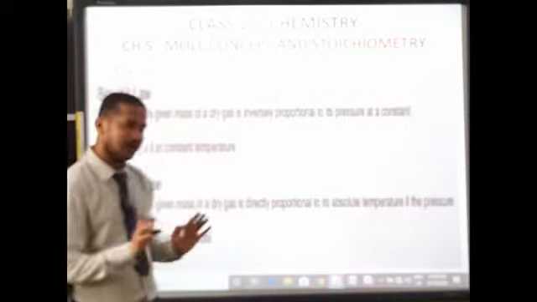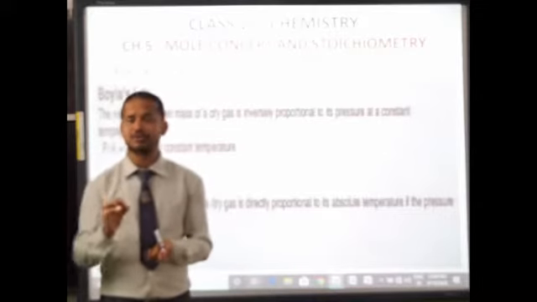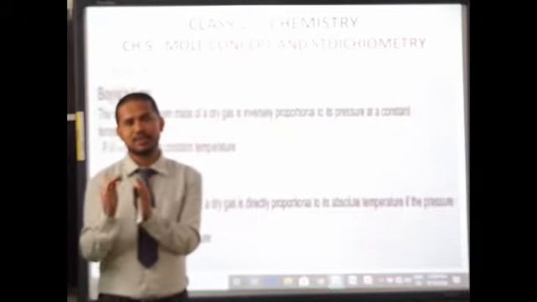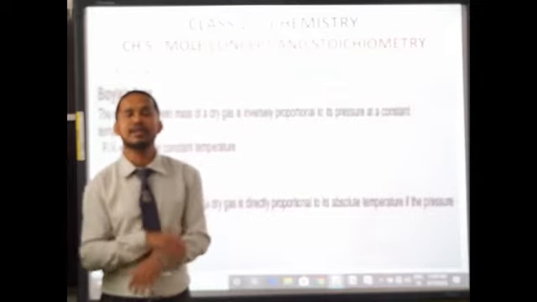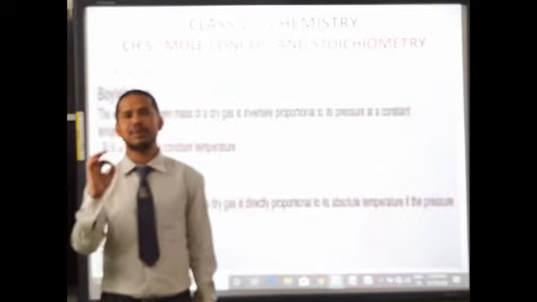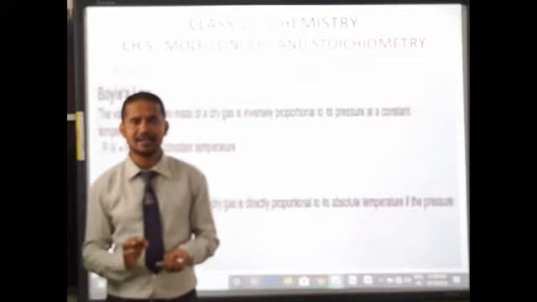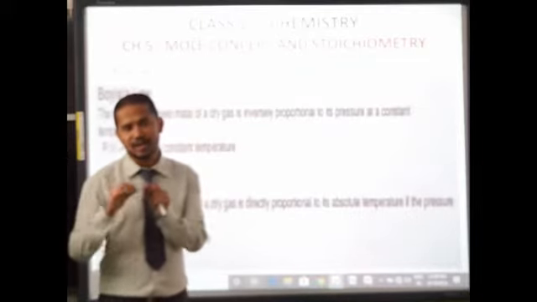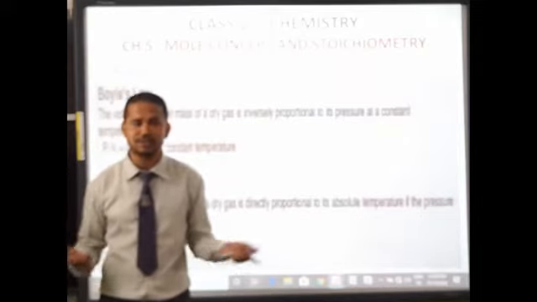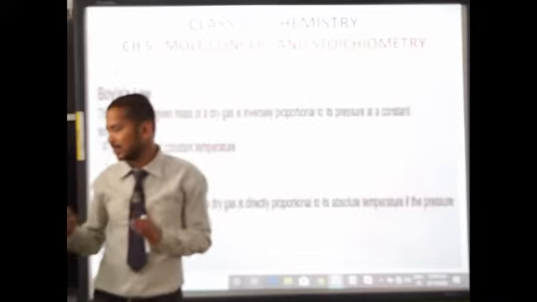Then what is Charles' law equation? V1 by T1 is equal to V2 by T2. That means here the quotient, that is V by T, is always constant at constant pressure. So the Charles' law equation is V1 by T1 is equal to V2 by T2 is equal to V3 by T3 is equal to K, that is constant. So the quotient should come constant.